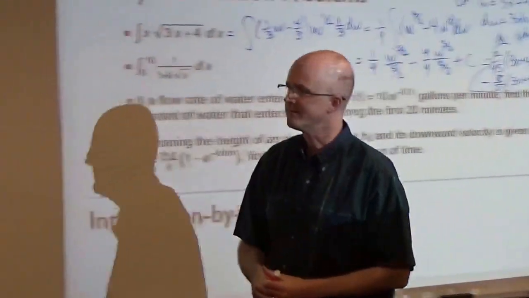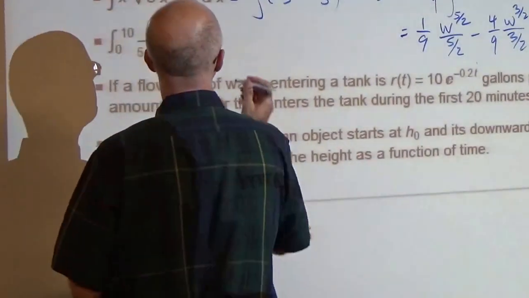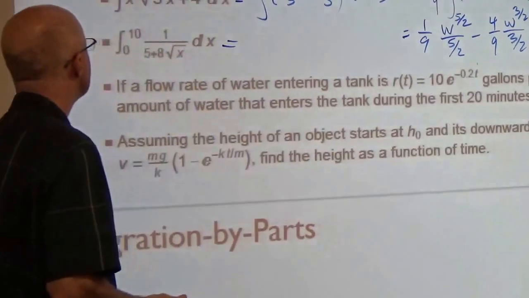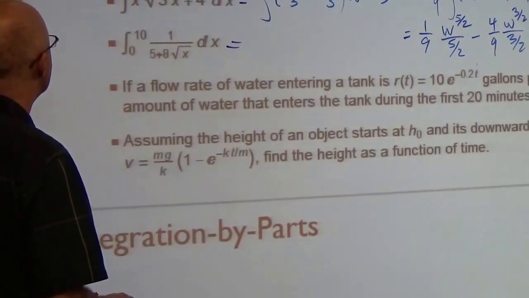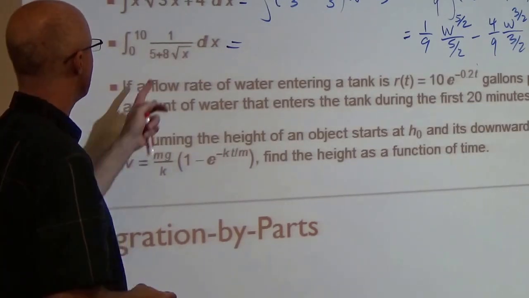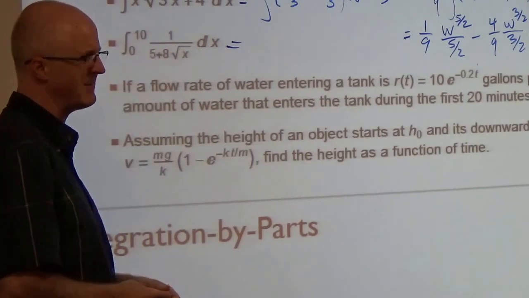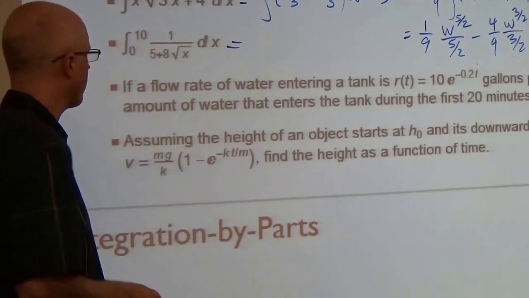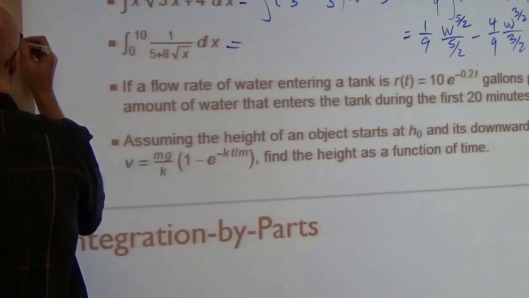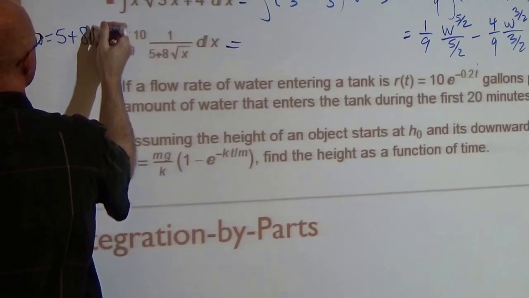What about this one? Getting close to quiz time. What should I do? Should I let w equal this thing on the bottom? If I do, it doesn't seem like dw is sitting there for me. Is that helpful? Well, it's hard to say, but give it a try and see what happens.